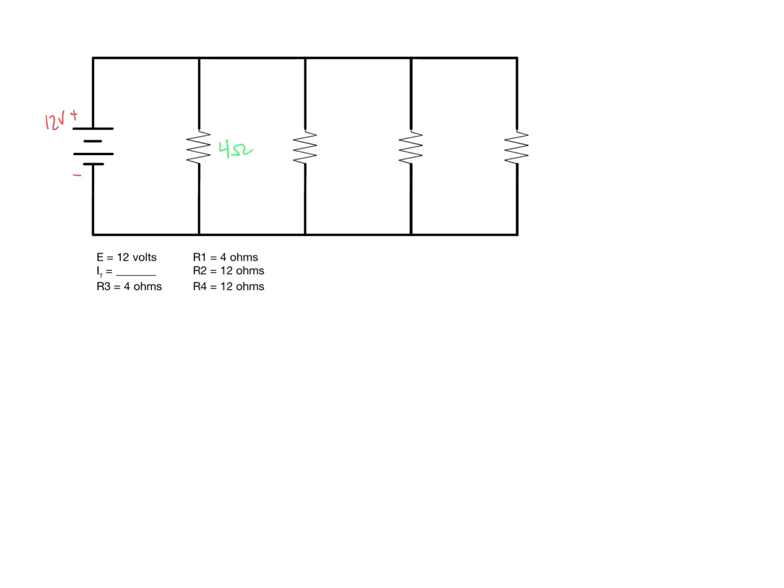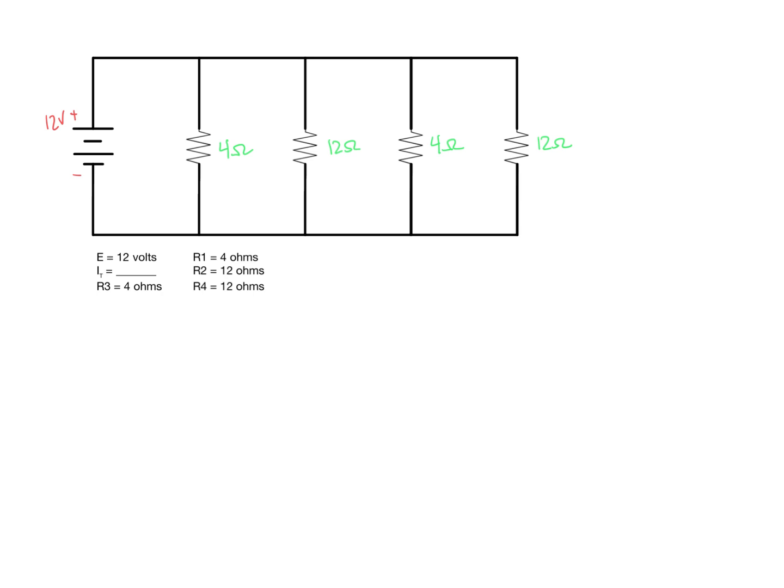R1 is 4 ohms, R2 is 12 ohms, R3 is going to be 4 ohms. I know there's a typo on that one, so just know that it's R3. And then R4 is going to be 12 ohms. And it wouldn't matter however we label these in what order. So we got two that are 12 ohms and two that are 4 ohms. So the first thing that we got to figure out here is our resistance equivalency for this circuit, right?